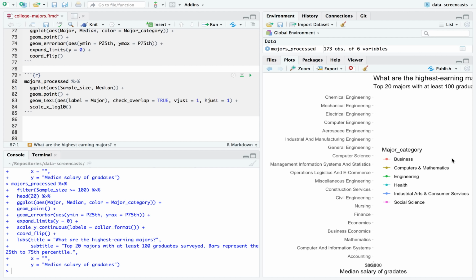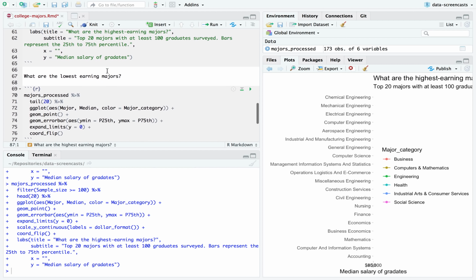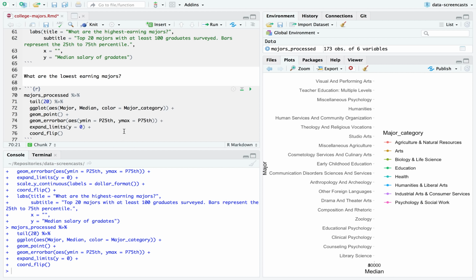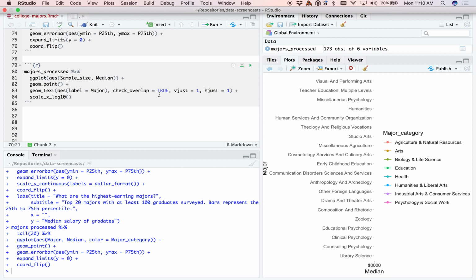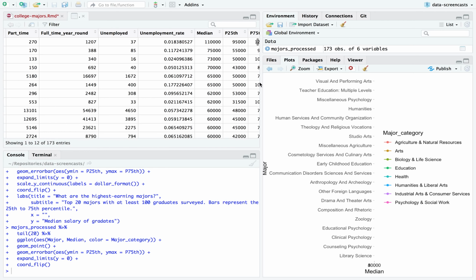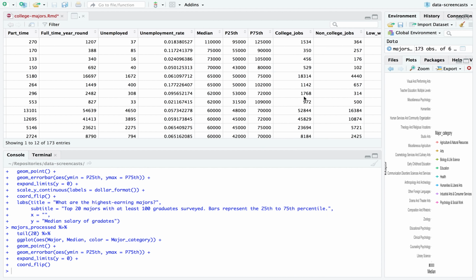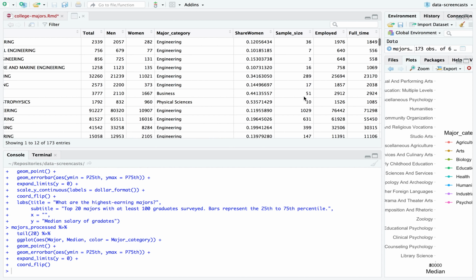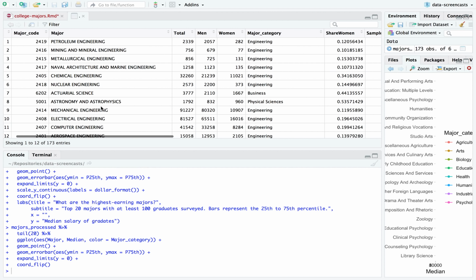I'm going to move on. We've looked at the highest earning majors. I would probably go about doing the same thing for the lowest earning major. I'm going to move on to the next topic because I think I'm happy with the amount of time I've spent on that. And as the next step, I'm going to look back at the original data and say, what's the next question I'd like to answer? I showed sample size before, but I didn't show total. That's a pretty interesting one.